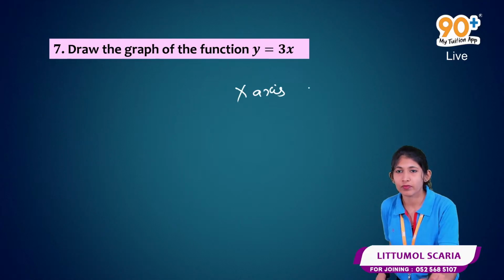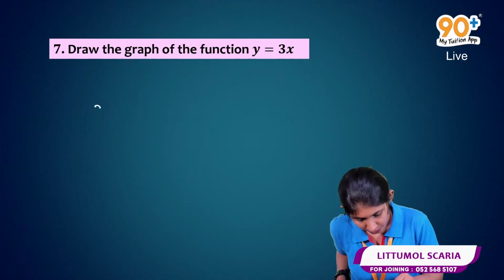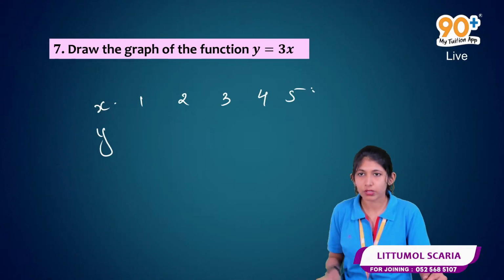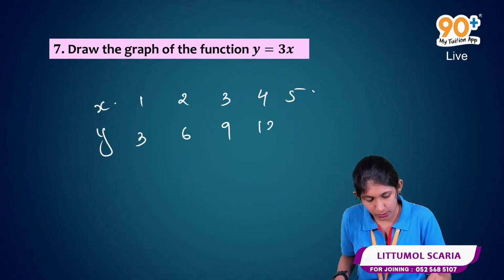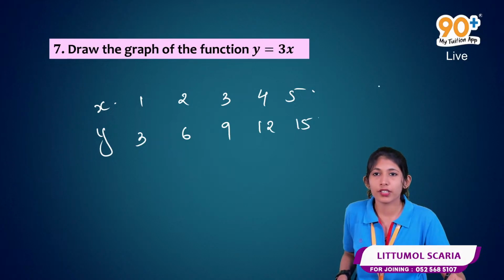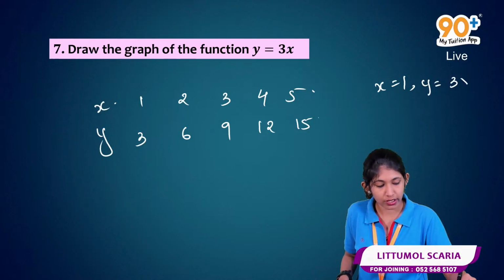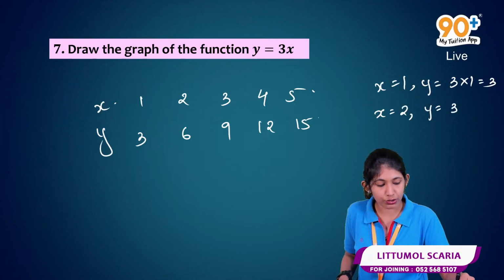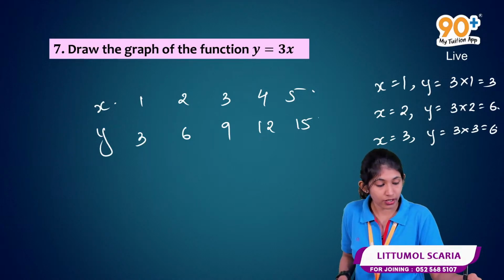On the x-axis, you'll be taking 1, 2, 3, 4. Yeah, this will be your table. x: 1, 2, 3, 4, 5. What will be your y? 3, 6, 9, 12, 15, right? 3 into 1 is equal to 3. x is equal to 2, y is equal to 3 into 2 is equal to 6. x is equal to 3, y is equal to 3 into 3 is equal to 9.